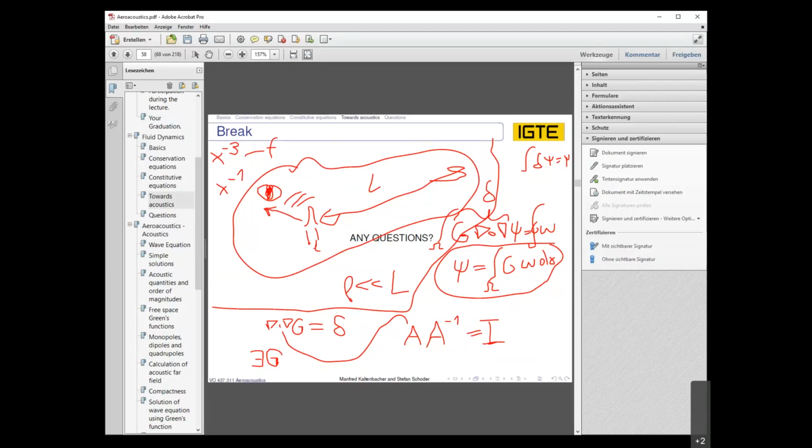Okay. Perfect. Any questions on vorticity and acoustics, Green's function?